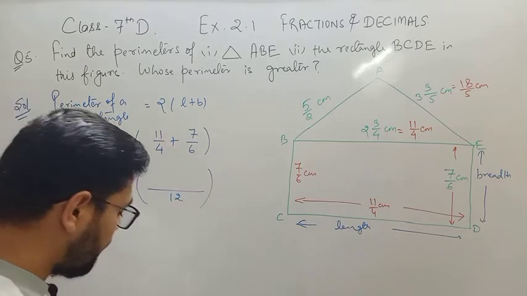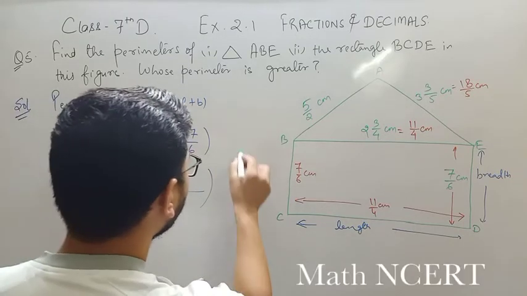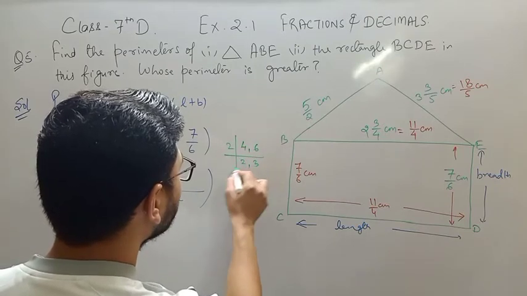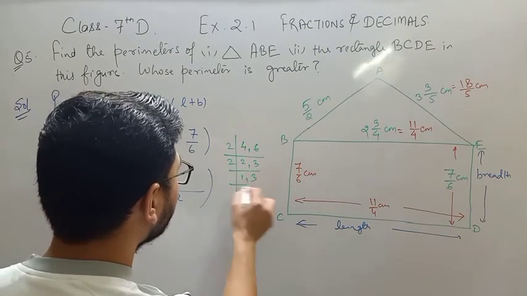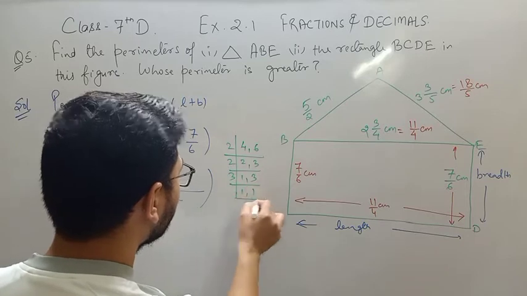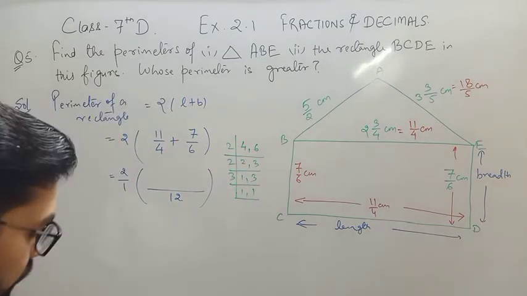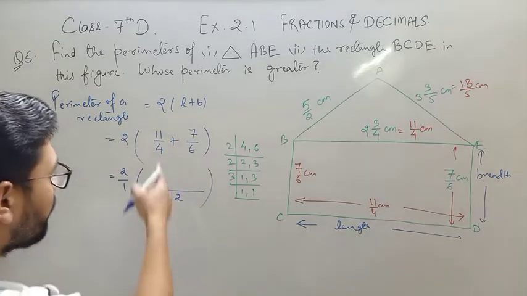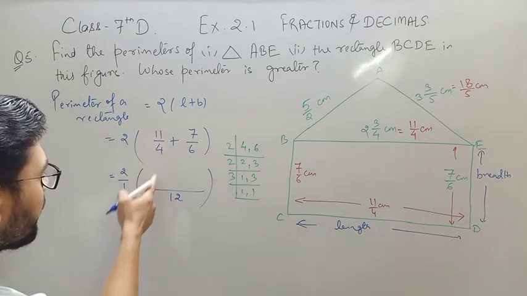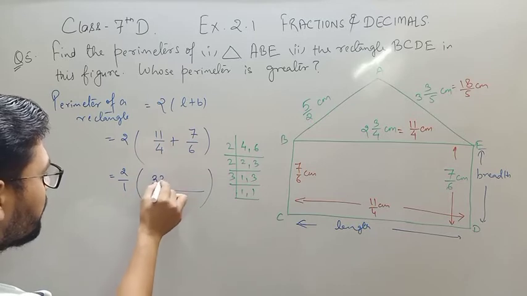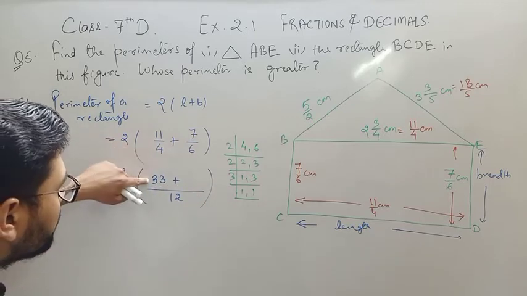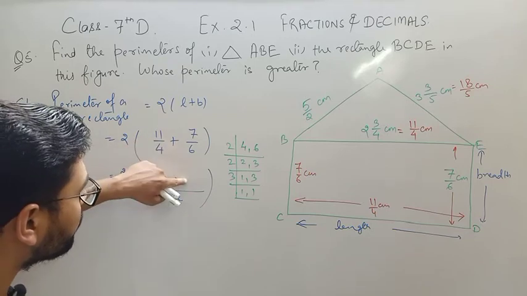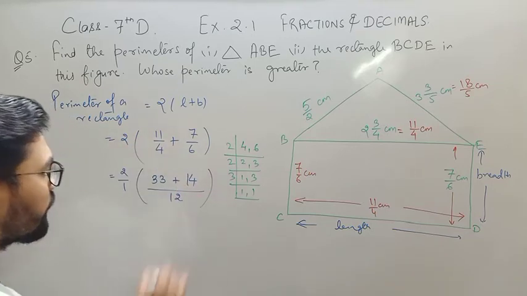How? You can find it here like this. 4 and 6. 2 2s are 4, 2 3s are 6, 2 1s are 2, 3. So 3 1s are 3. 2 2s are 4, 3s are 12. So 12 will be the LCM of 4 and 6. 4 3s are 12 and into the numerator, so 33. 4 3s are 12, 3 11s are 33. 6 2s are 12, 2 7s are 14. Any doubt?